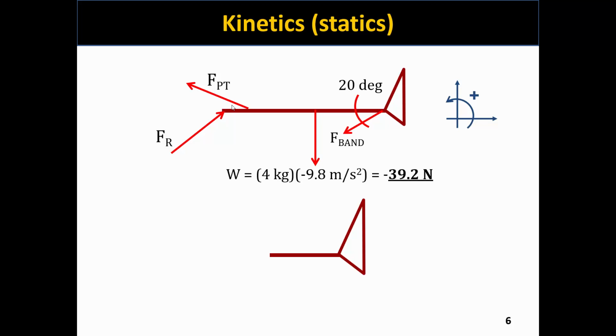Now we have our three other vectors, none of which are perfectly vertical or horizontal. That means we have to apply vector resolution. In other words, we have to take all of our vectors that are neither perfectly horizontal nor vertical and break them up into x and y components. I'm going to start with the distal part of our system and take a look at the force of the elastic band. So I'm going to zoom in, ignore the weight, FPT and FR, and just redraw this distal portion of the lower leg and foot.